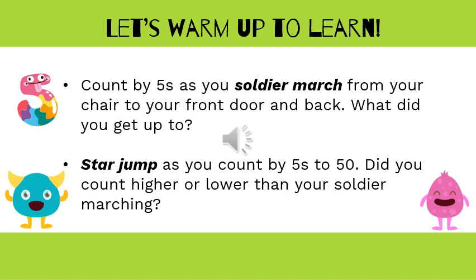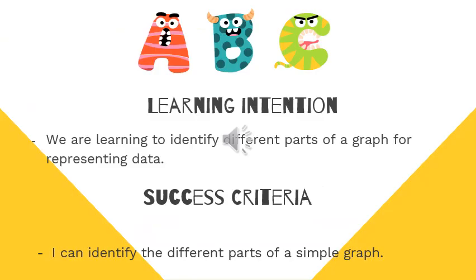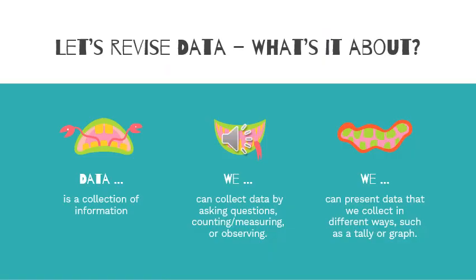Let's get ready. Our learning intention is that we are learning to identify different parts of a graph for representing data that we have found out. Our success criteria is I can identify the different parts of a simple graph. Let's revise data. What's it about? And what can you remember from last week?